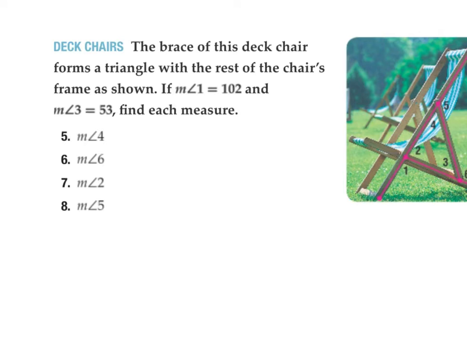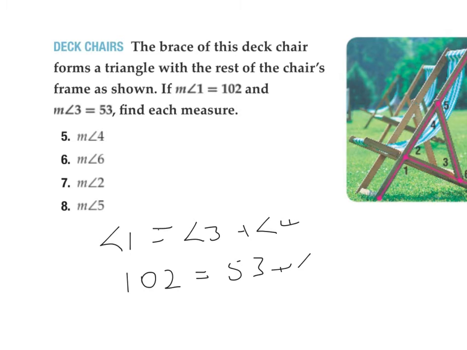Okay, so here's question number 5. What do we know with question number 5? Well, we know that angle 1 must equal angle 3 plus angle 4 by the definition. Okay, so we know that angle 1 is 102, and that must equal 53 plus angle 4. So all we're doing now is subtracting 53 from 102, and we will finish up with angle 4 equals, what, 49 degrees?